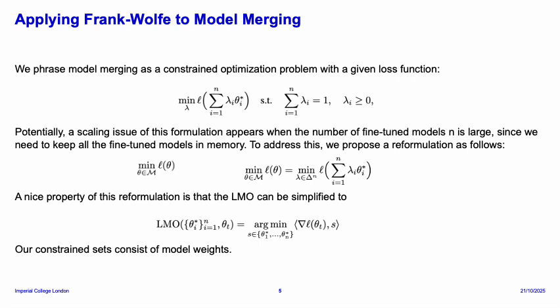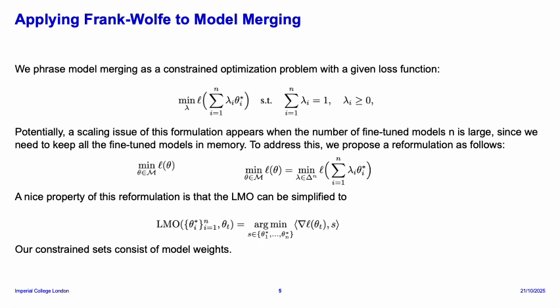So how is that relevant to model merging? We first phrase model merging as a constrained optimization problem, just like Frank-Wolfe. In this case, our constraint set is constructed by our model weights, and we have a loss function which is user-defined. It could be any loss function for any task.